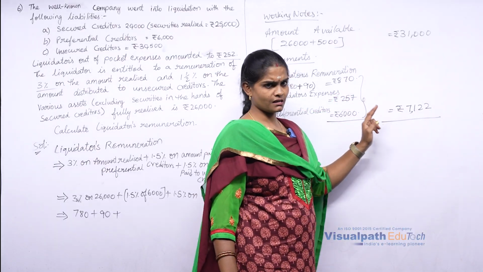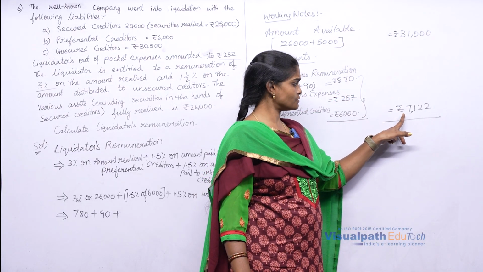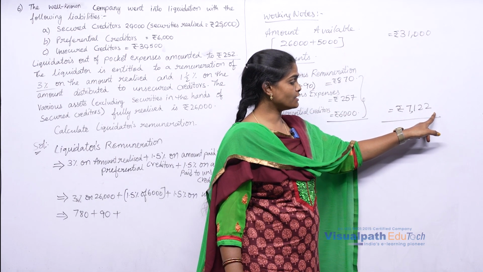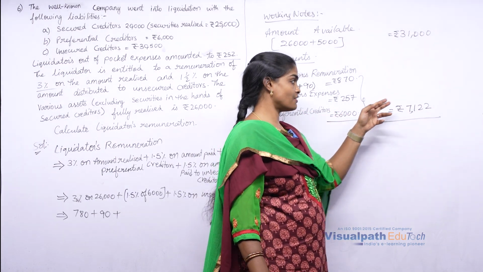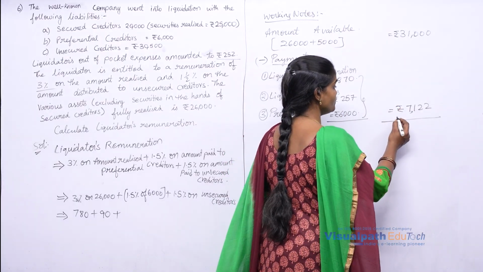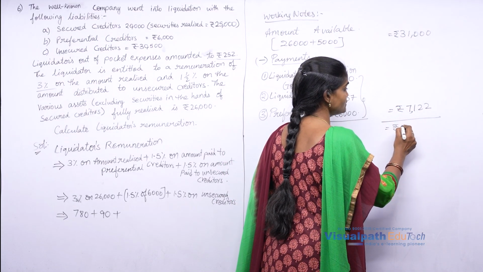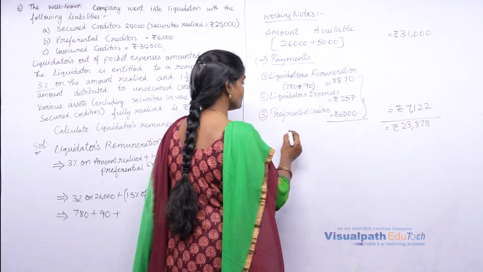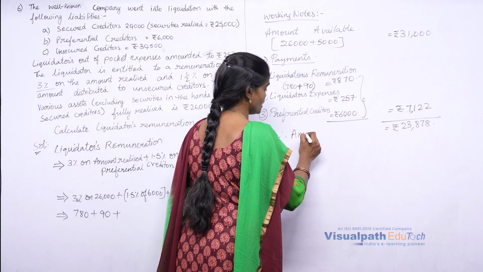So from the 31,000 total amount available, first, immediately we have to make payment, which is we have to distribute this amount, that is 7,122. So how much will be the amount available after distributing this? We will be left with rupees 23,878. So this is the amount available.